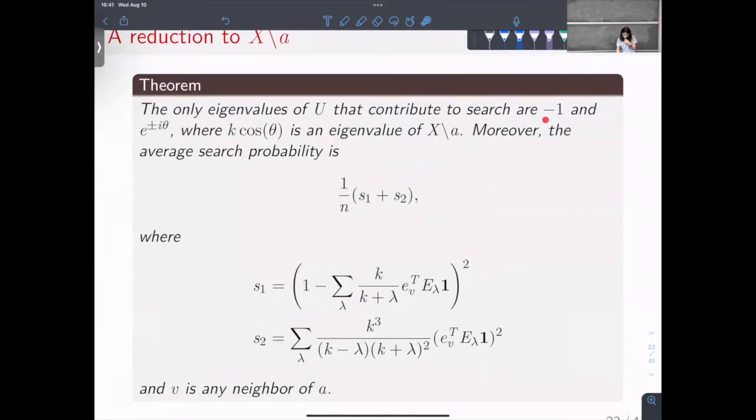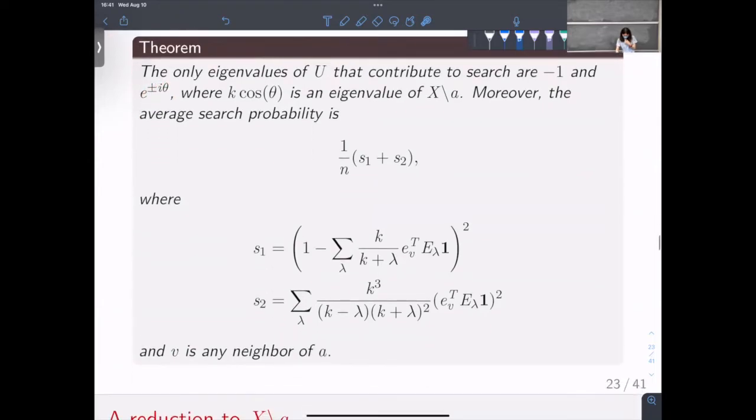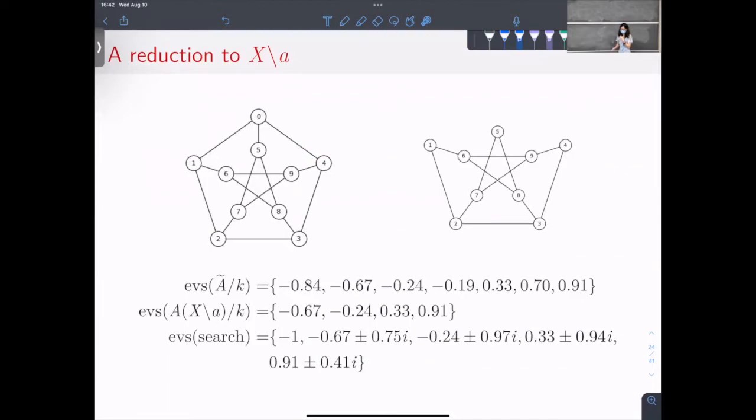And here's a summary. For U, we have -1 and the non-real eigenvalues that contribute to search. And we can split the average search probability into 2 terms, where the first term comes from the -1 eigenspace, and the other term comes from the non-real eigenvalues. And here v is any neighbor of a. Because we assume X is distance regular, it doesn't matter which one you pick. So this slide shows how you can further reduce the probability to something about X drop a.